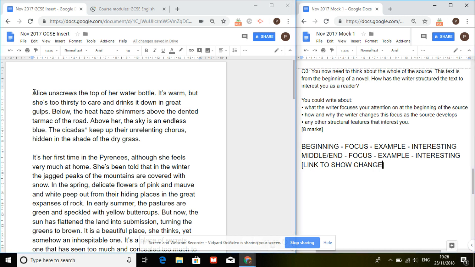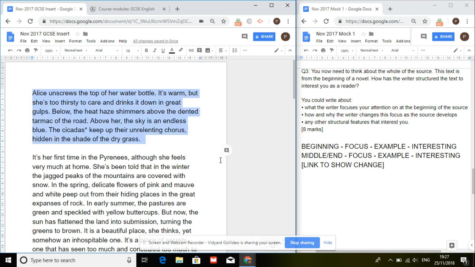Okay, so now I look at this first paragraph in the insert, and I see this. I see that Alice is unscrewing the top of her water bottle, and it's hot. She's thirsty. She drinks it. I see the heat haze shimmering. The sky is blue. There's insects buzzing, the unrelenting chorus in the shade of the dry grass.